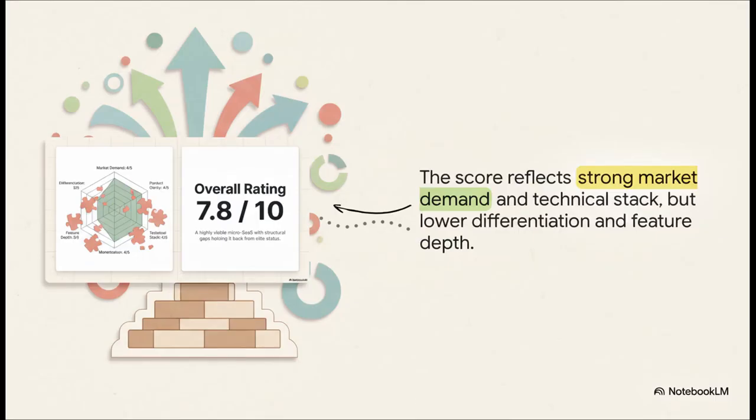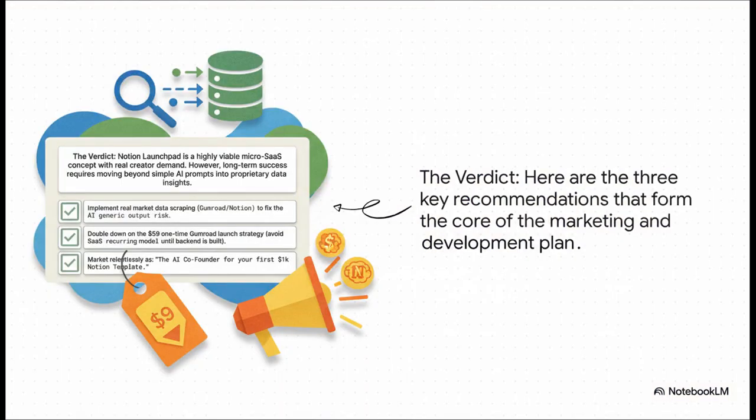And this radar chart is a fantastic visual for why that is. You can see it scores super high on things like market demand and its tech stack, but it's being held back by lower scores in feature depth and, crucially, differentiation, which just reinforces that risk of feeling a little too generic. And it all comes down to this. The final verdict is basically an actionable checklist that becomes the core of your whole plan. Number 1, fix that generic AI risk by scraping real market data. 2, double down on the $59 one-time launch strategy. And 3, market it relentlessly with that powerful hook, the AI co-founder for your first 1K Notion template.